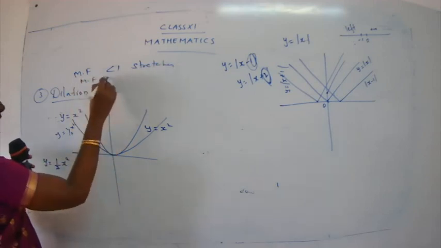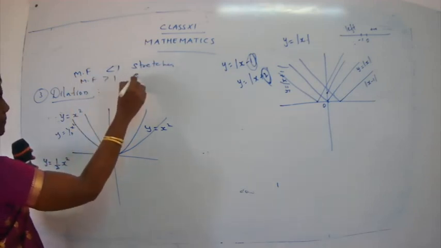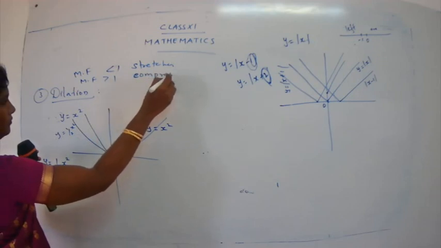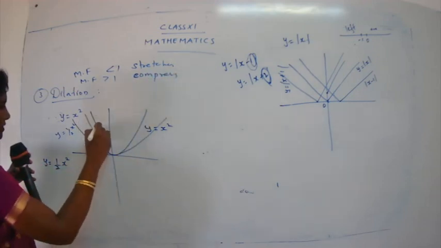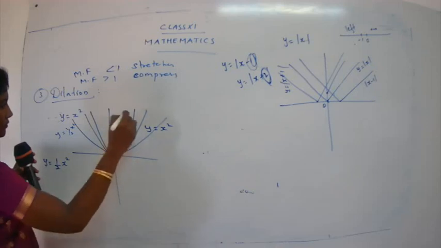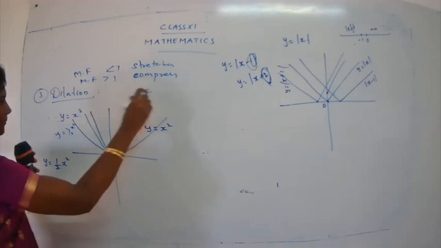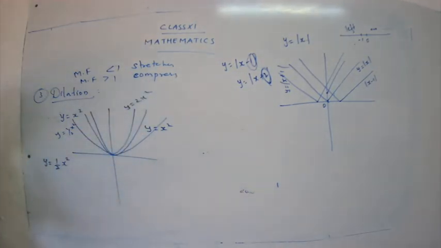And when the multiplying factor is greater than 1, it compresses. So 2x square will be somewhat here inside. y is equal to 2x square. So it stretches and compresses. Just read the statement, and once you read it, you will be clear with the graphs. Okay children, we have completed our three different transformations, and I hope you have taken in all the definitions and also the illustrations.